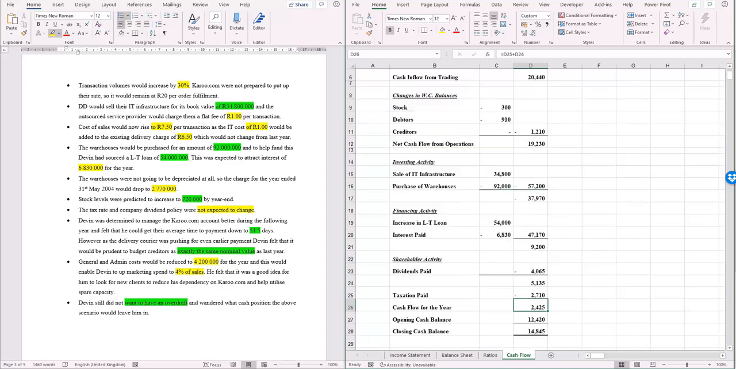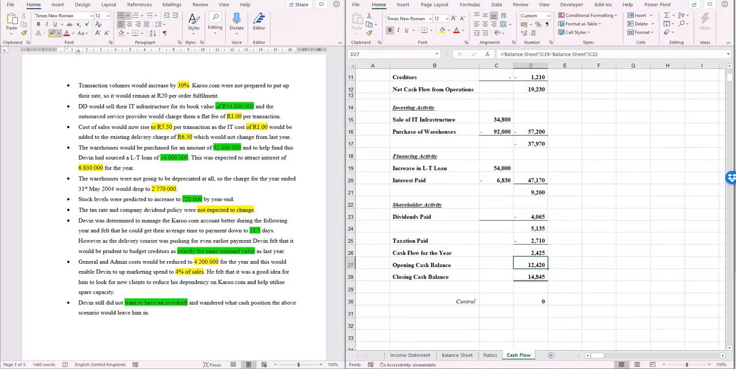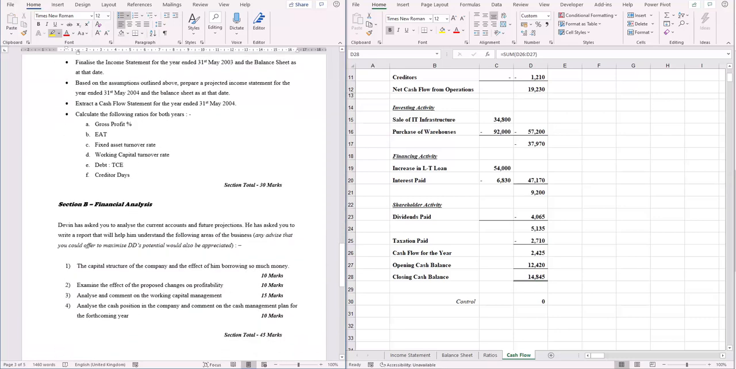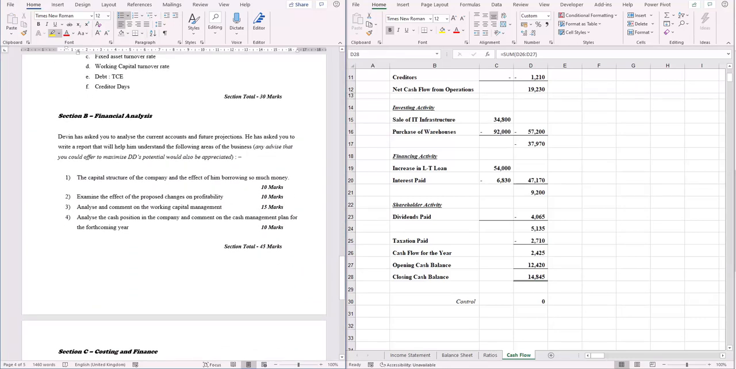Alright, so cash flow for the year is the sum of all the transactions. Be careful, don't include the subtotals because you're going to get the wrong answer. Then opening cash. You'll see this is actually cash minus overdraft, but because the overdraft is 0, it doesn't have any effect. It's the cash number, and now you can add these two together and you have the closing cash number.